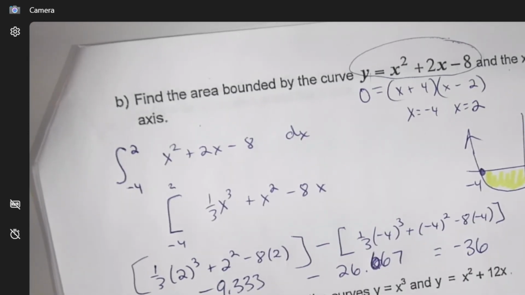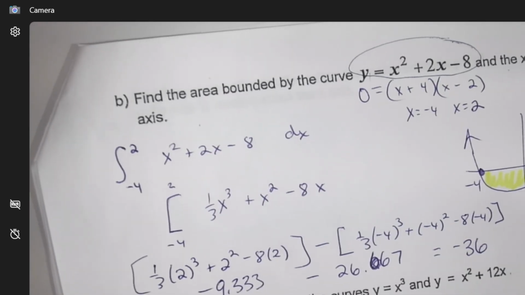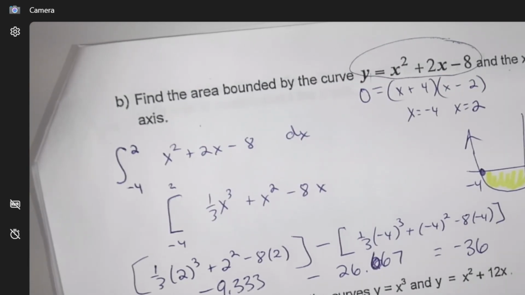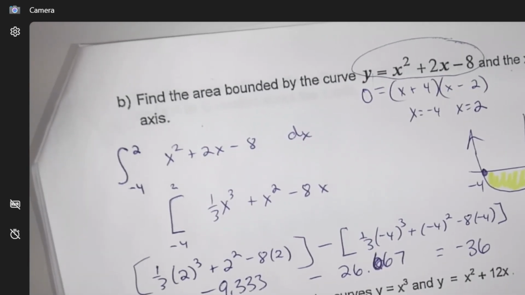So I have a match, 36. Okay, so like I told you, I thought my answer was going to come out negative, and it did. The reason is because of where it's located, below the axis. But it's still an area of 36, it just happens to be below.